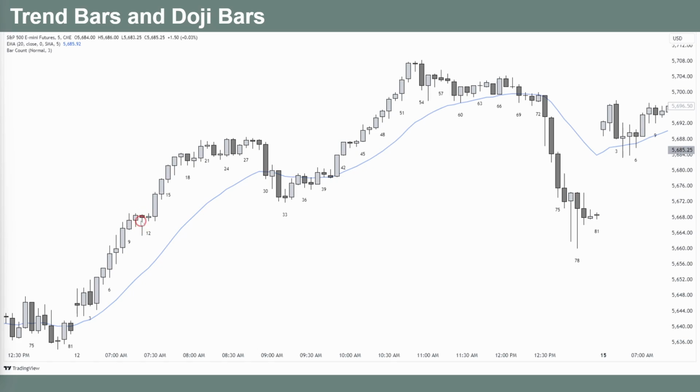Bar 11 is the first break of this trend line, and that starts the second leg. The second leg also has good closes. They're all strong, trending away from the opening price.